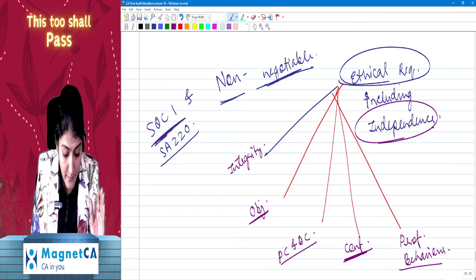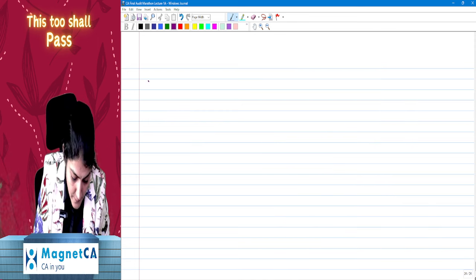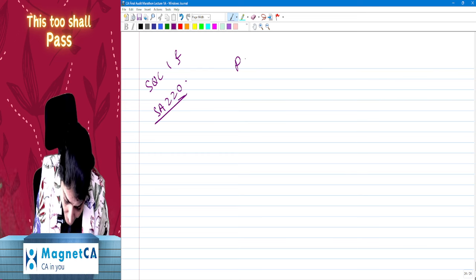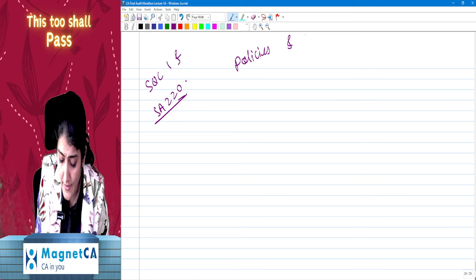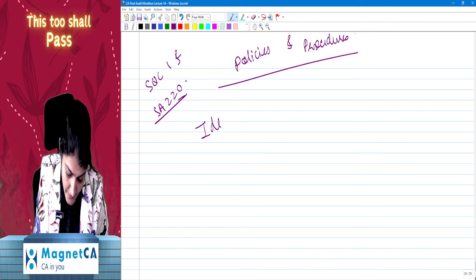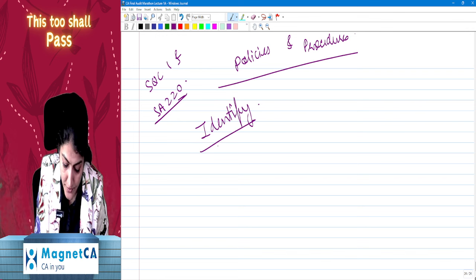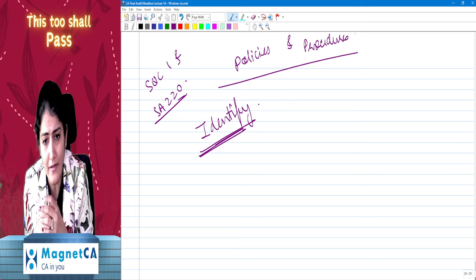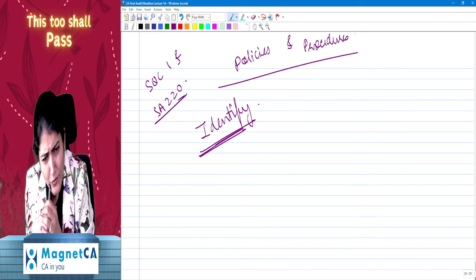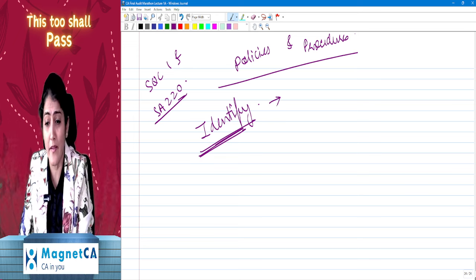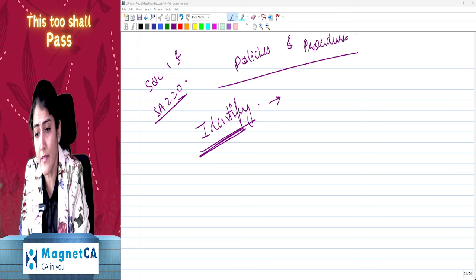So as per SQC 1 and SA 220, pay attention everyone, there have to be policies and procedures in the CA firm to identify, yes, anybody, are you going to tell me the term? I have to see that this auditor, this uncle who is doing the audit, is he independent? So there should be policies and procedures in the firm to identify whether there is any. Yes, who is giving me the answer?